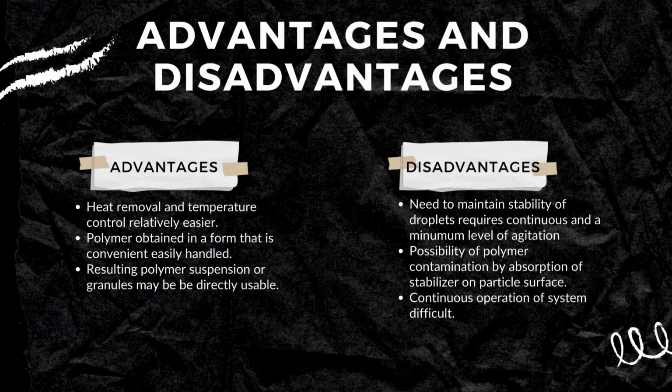Next, I want to explain to you the advantages and disadvantages of suspension polymerization in polyethylene. The advantage is that heat removal and temperature control are relatively easier. Next, the polymer is obtained in a form that is convenient and easy to handle. Third, the resulting polymer suspension or granules may be directly usable. Next, the disadvantages. Firstly, maintaining the stability of droplets requires continuous and a minimum level of agitation. Second, possibility of polymer contamination by absorption of stabilizer on the particle surface. Third, continuous operation of the system is difficult.